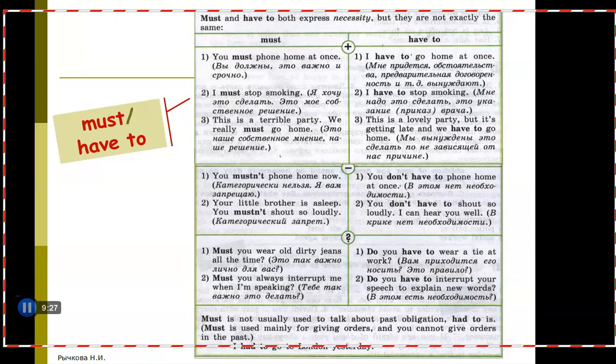I have to go home at once. I have to stop smoking. This is a lovely party, but it's getting late and we have to go home. You mustn't phone home, no. Категорически нельзя, я вам запрещаю. Must you wear dirty jeans all the time? Must you always interrupt me when I'm speaking?